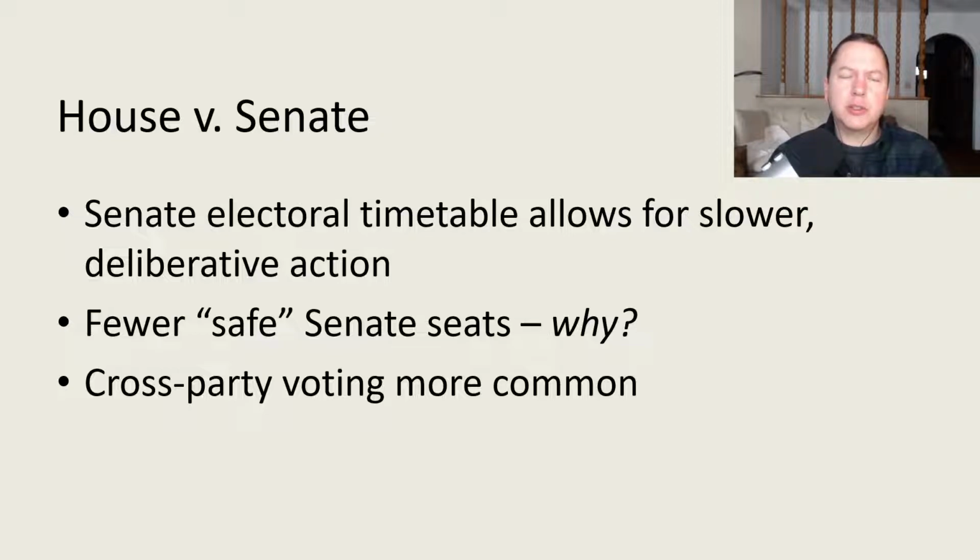Cross-party voting is also more common in the Senate. Again, these senators typically don't have to worry about re-election for many years, and they know that the public forgets very quickly. For me, it'll be interesting when Mitt Romney runs for re-election in, I believe, 2024. It'll be interesting how much discussion there is about his vote to convict Donald Trump within the Utah Republican primary. I can't predict the future. I don't have a crystal ball, but we'll see.